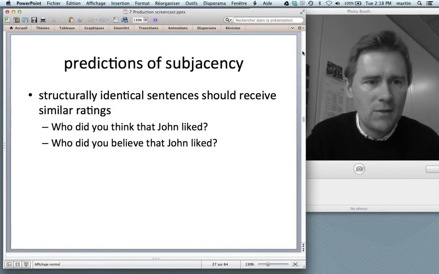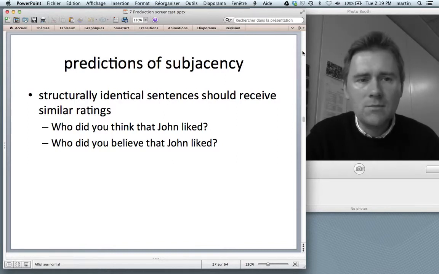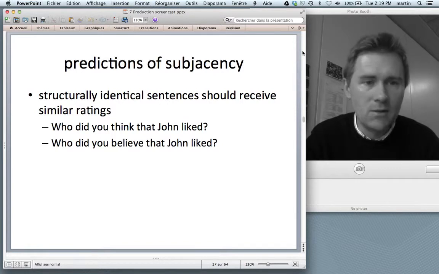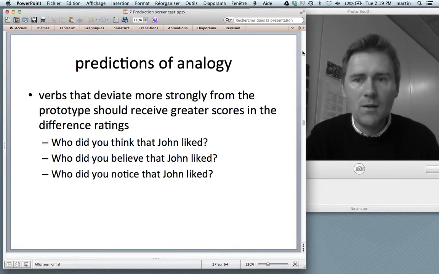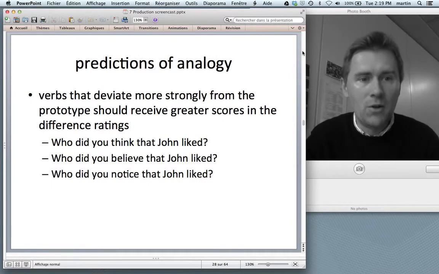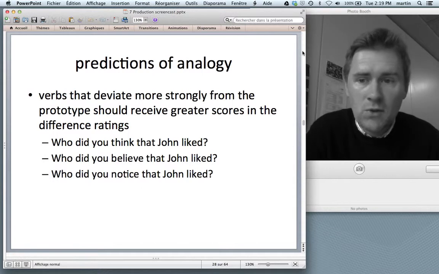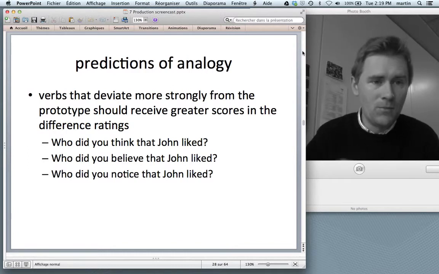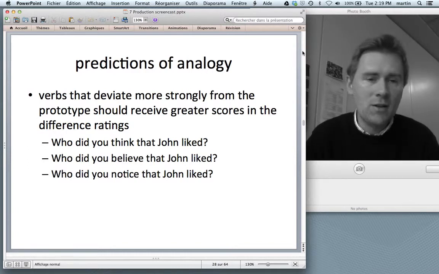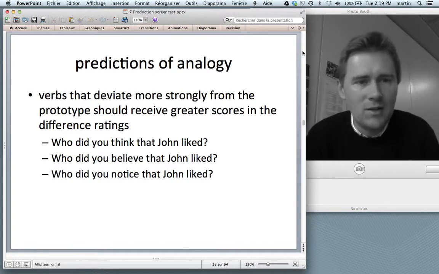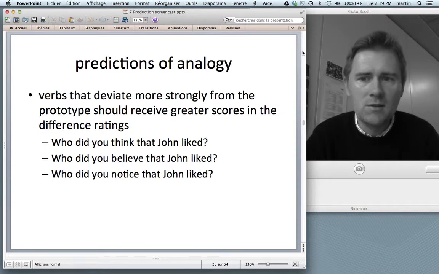What are the predictions of subjacency, the classic syntactic account? Well, with regard to these tests, subjacency would predict that structurally identical sentences should receive identical ratings, or at least similar ratings. So what do you think that John liked should be rated just as what did you believe that John liked. The predictions of analogy, by contrast, are such that verbs that deviate more strongly from the prototype should receive greater scores in the difference rating. So what do you think John liked? Low difference score. What did you believe that John liked? Slightly higher difference score. What did you notice that John liked? A higher still difference score.